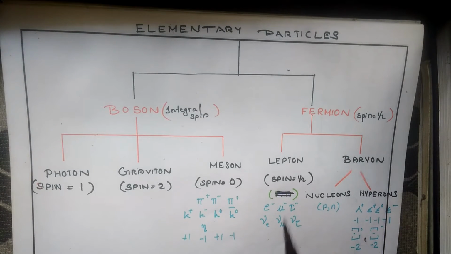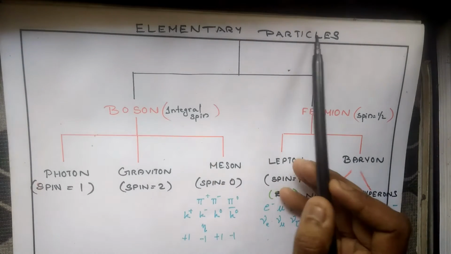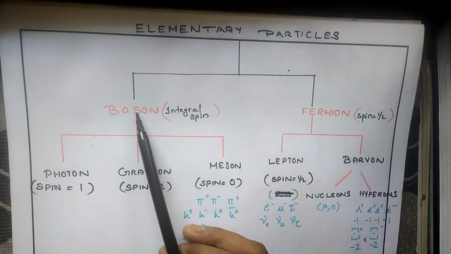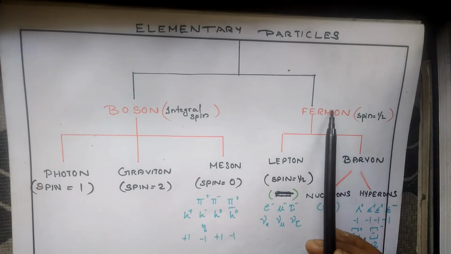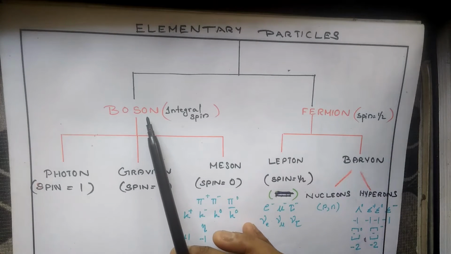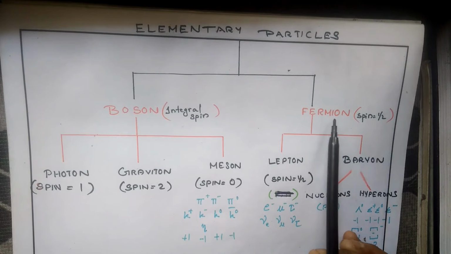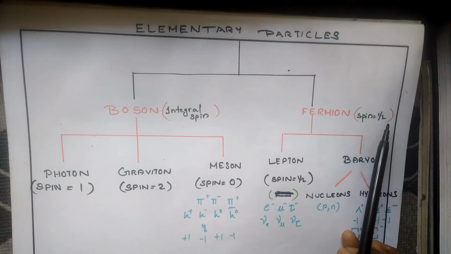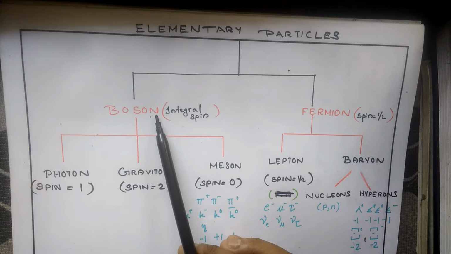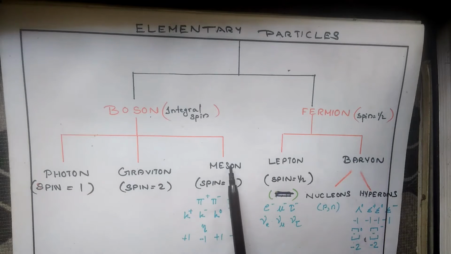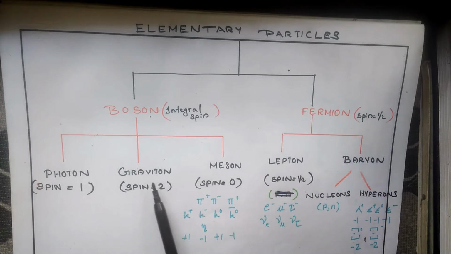So you can go through the classification table. Elementary particles are mainly divided into two, boson and fermion. Bosons have integral spin, and for fermion, the spin is half. Boson is further divided into three: photon, graviton, and meson. Photon has spin 1, graviton is 2, and meson is 0.